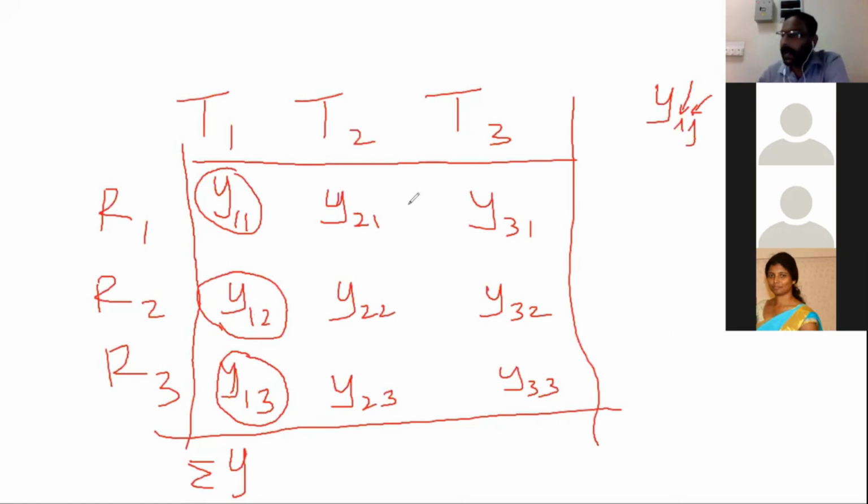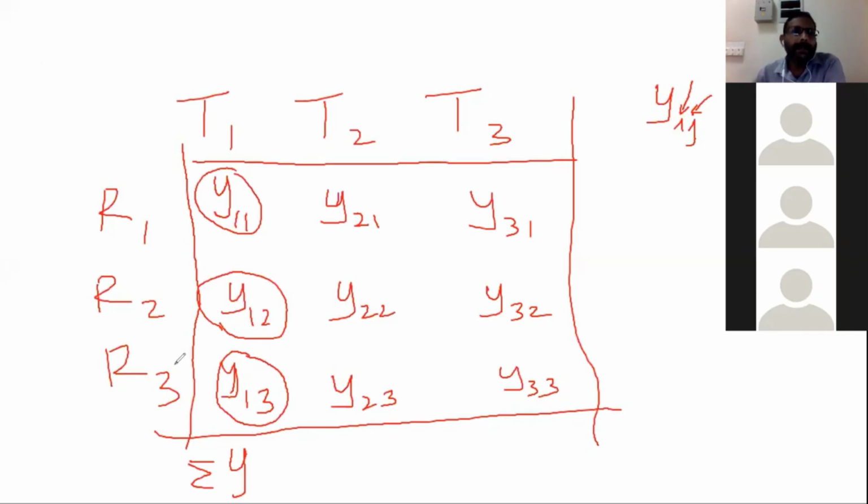Look at the digits I and J. Tell me by looking at this I and J. Treatment same, replicate different. Exactly. Replication. If I add Y11, Y12, Y13, which treatment is that? It's the same treatment, T1, the first treatment, right? So it is the first treatment total, isn't it?